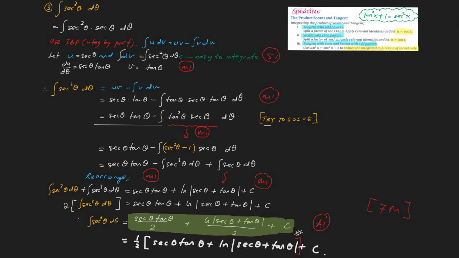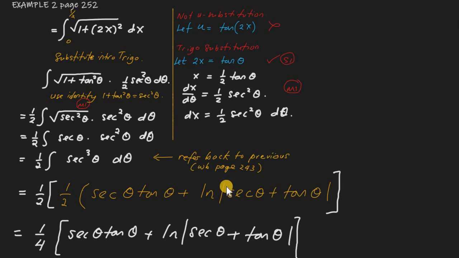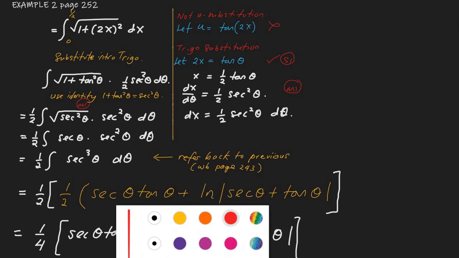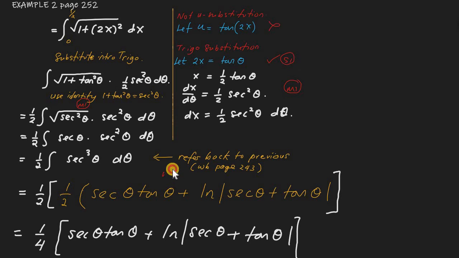I got this from our previous work, which carries 7 marks altogether. Here we have 7 marks for the long working using IBP, and we get this. So hence we got this for the answer, for the indefinite integral. But yet we are given a definite integral. Let's change the boundary of this x in terms of theta.